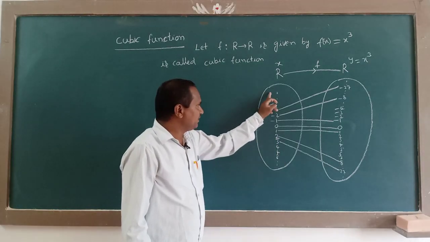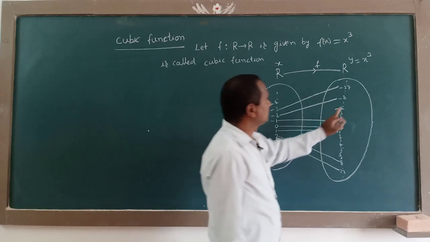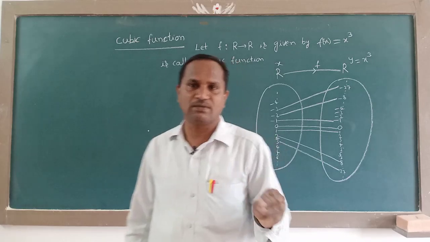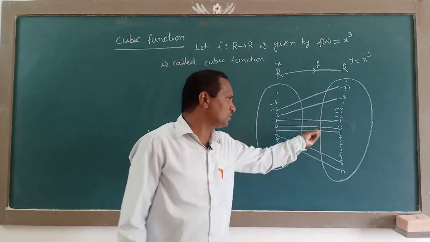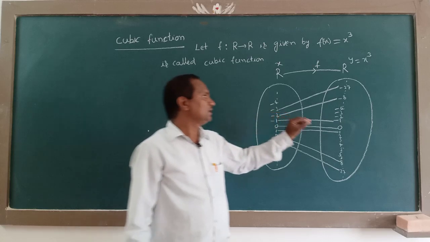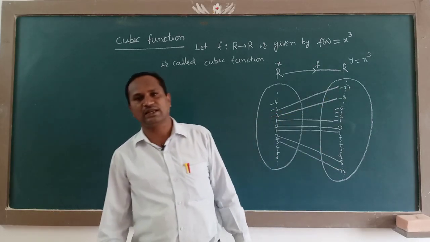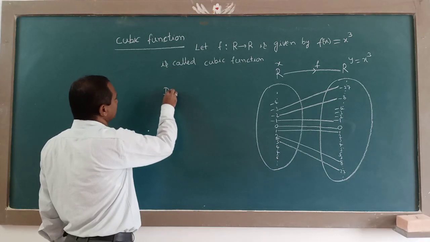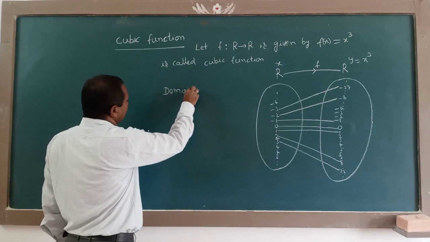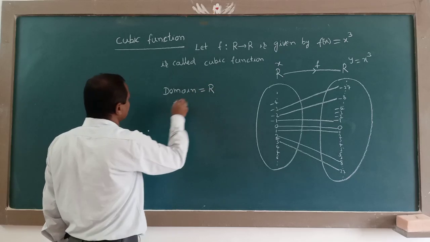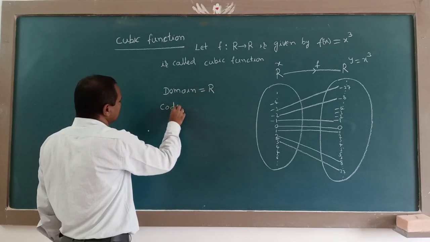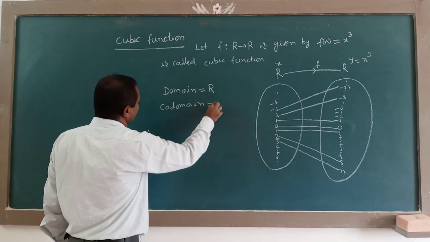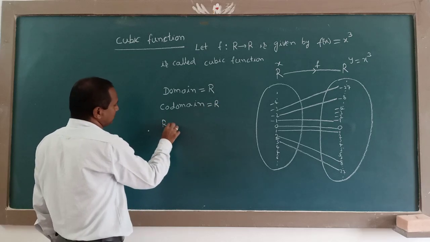That's why here the domain is the set of all real numbers. Codomain is the set of all real numbers. Range is cube numbers. Cube means definitely those numbers only will come here. That's why range is also the set of all real numbers. So what we can write here: domain is equal to capital R. Codomain is equal to capital R. And range is cube numbers.